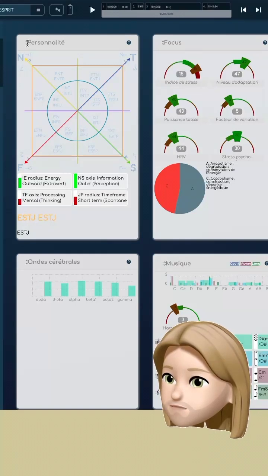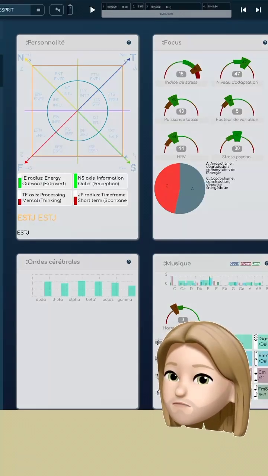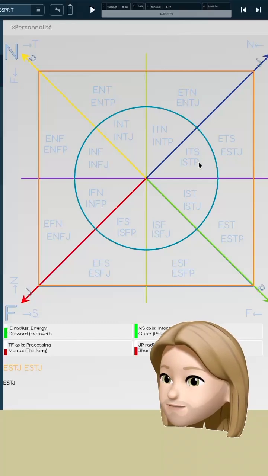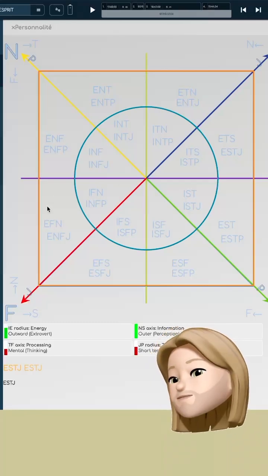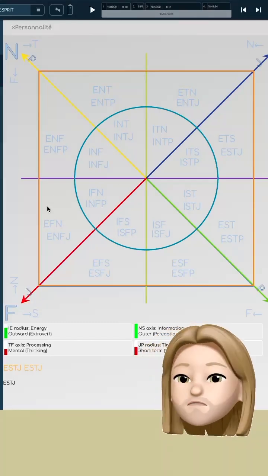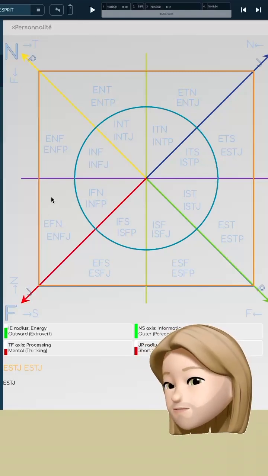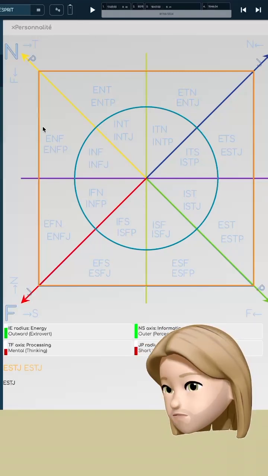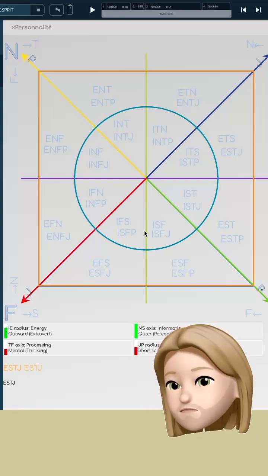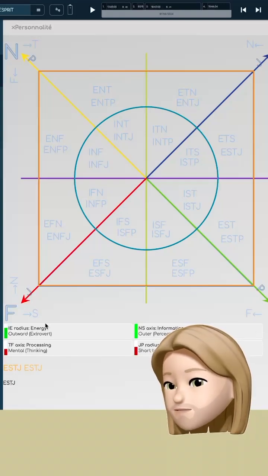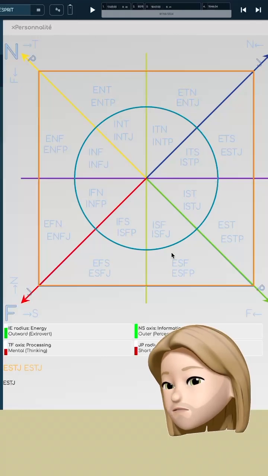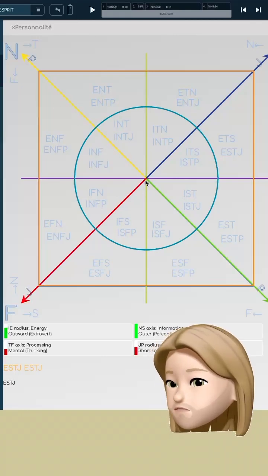When I studied personality, I said to myself that there was something not very logical in these 16 personality types and that we needed to add a little mathematics to it. So I ended up developing this screen with 4 main axes. There's the NS axis, the FT axis, the distance, i.e. the center and the outside, and then a division by 2 of each of the segments.